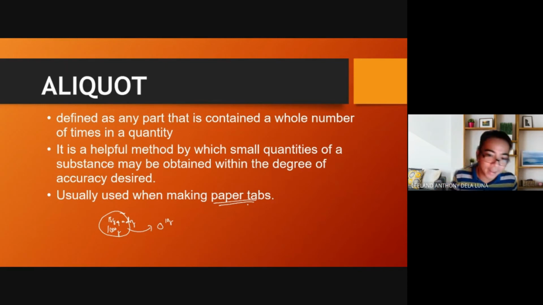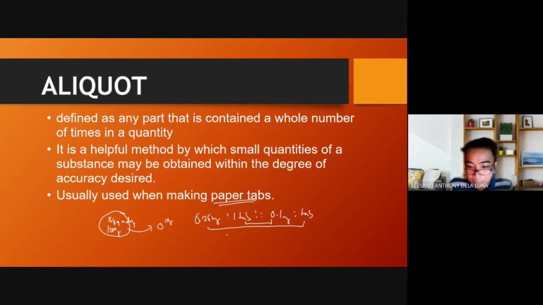Alright? So say for example, class, ang usual dose lang naman ng digoxin would be 0.25 milligrams. Okay? This is 1 tablet. Say for example. Now, class, halimbawa, ang order ng doktor ko, 0.1 milligram lang. So, ilang tablets to? So, pag ni-ratio proportion ko yan, ang lalabas would be, wait lang. Okay. 0.1 divided by 0.25. 0.4 tab. Sa tingin mo, class, kaya mong magkuha ng 0.4 tab?